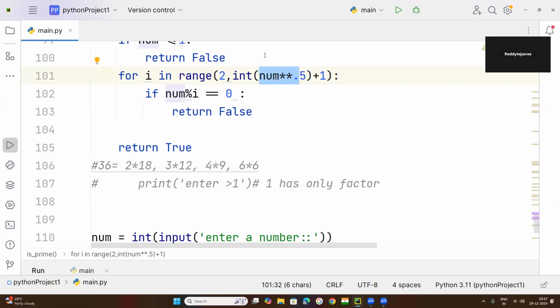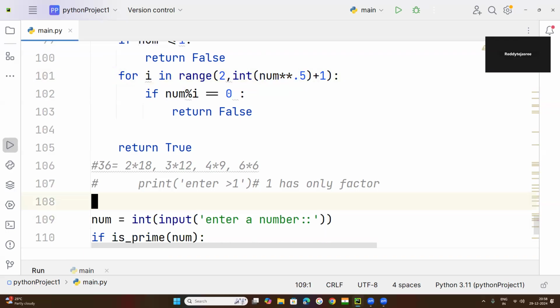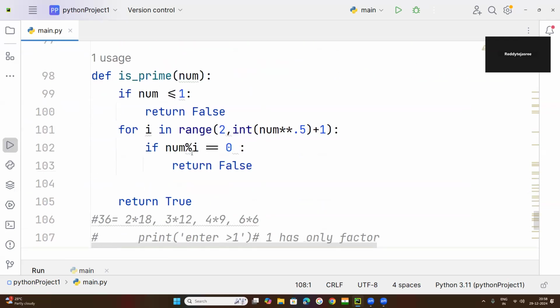Which is defined as the two factors, then it is called as factor. What? I'm not taking factors.